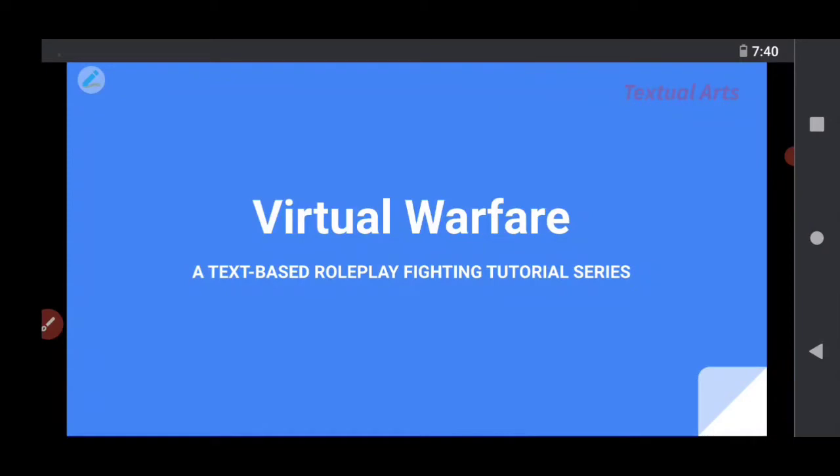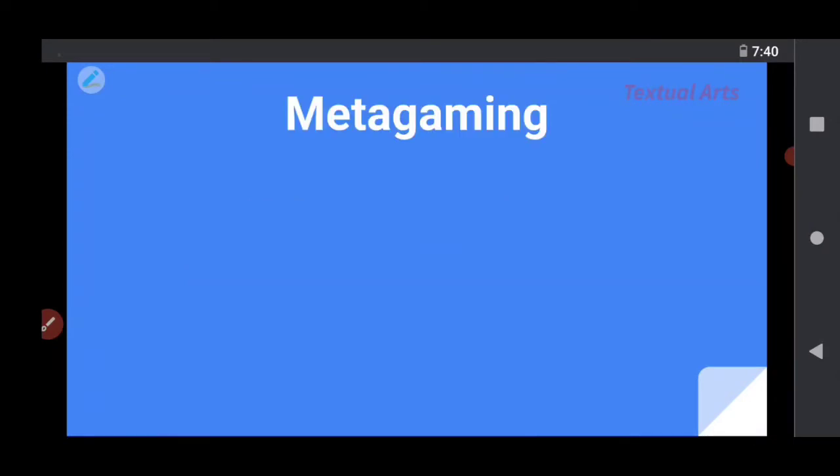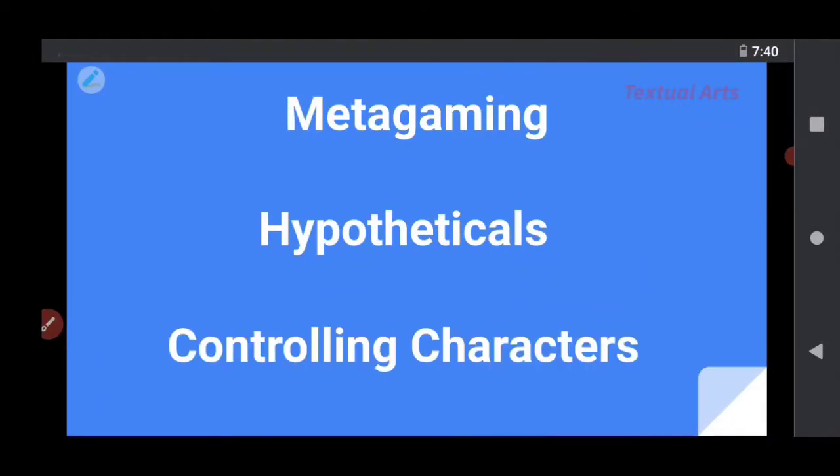So we're going to talk about three things. We're going to talk about metagaming. Everybody knows what metagaming is. We're going to talk about hypotheticals. Everybody has an idea what hypotheticals are. And we're going to talk about controlling characters. Now, this isn't to be confused with character control. We all know the guideline, auto character control, which is controlling your opponents without any consent from them. That's character control. But we're going to be talking about controlling the character.